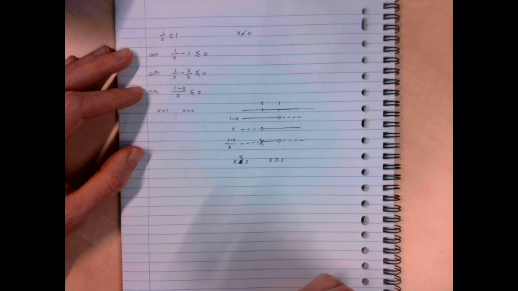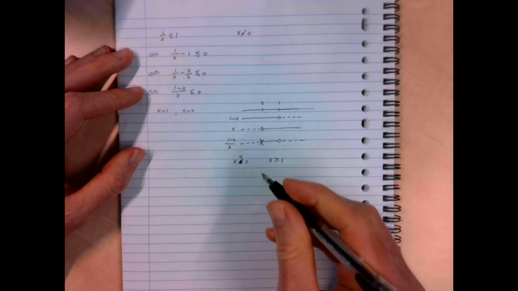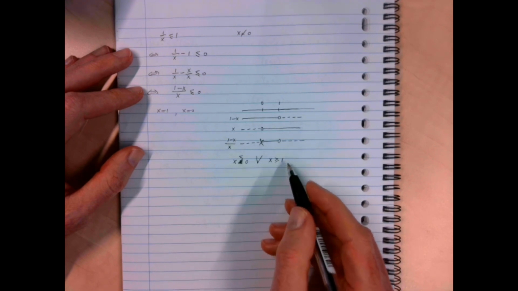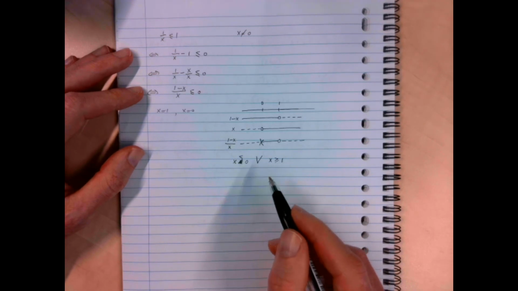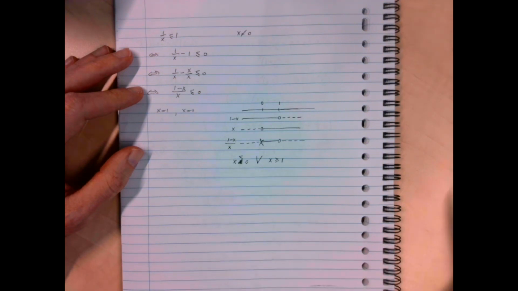So the final solution to this inequality is either x is smaller than 0 or, as we sometimes write with this big T, x is bigger than 1. Two regions, x is smaller than 0 or x is bigger than 1. So this is a sign diagram way to identify where this fraction is smaller than or equal to 0.